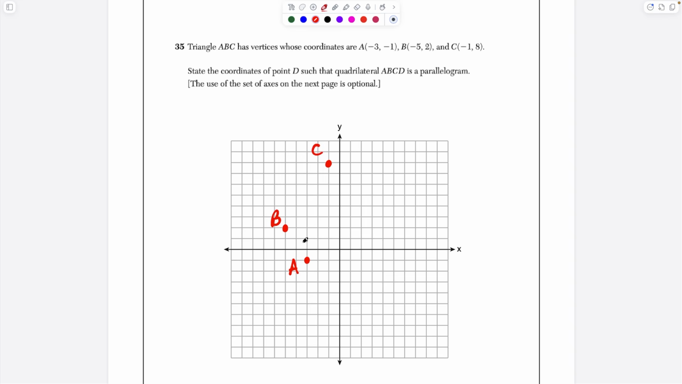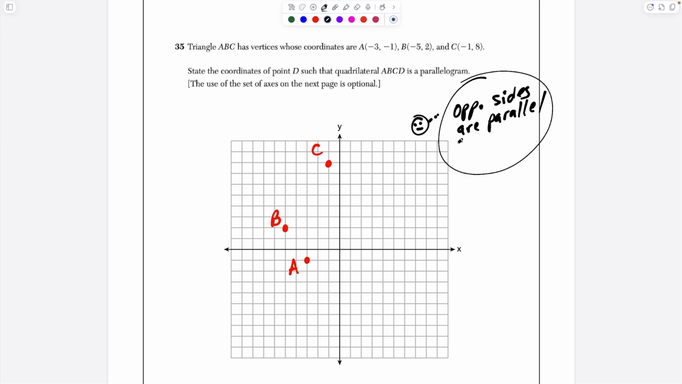So here's points A, B, C, but first we have to find where is point D, and we want to find point D so that it makes ABCD a parallelogram. Now, the big idea that we're going to use for this question is that in a parallelogram, opposite sides are parallel. And if opposite sides are parallel, I'll say also opposite sides have the same slope. That is the big idea that we are going to use here. I think this is the easiest way to find the missing point, to use the slopes. So now what I'm going to do is find the slope from point A to point B.